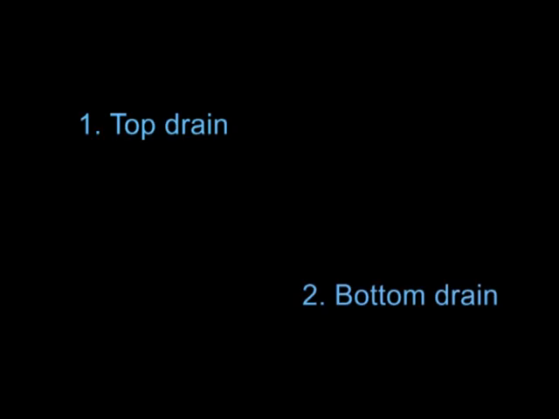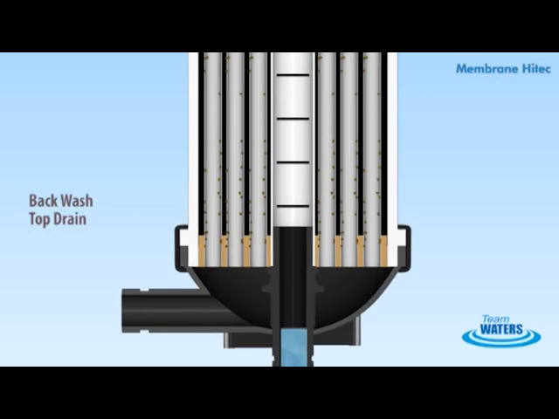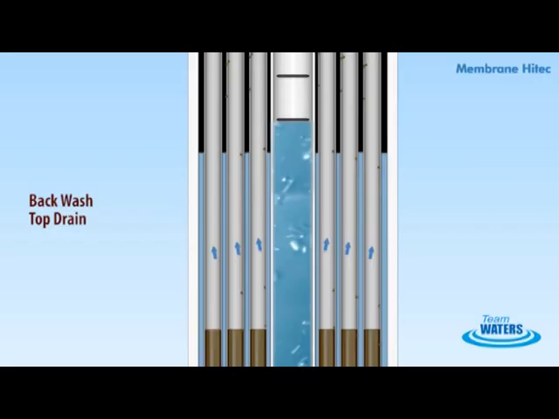One, top drain. In the top drain mode, the backwash is done in out-to-in method, wherein the UF permeate flows in the reverse direction, that is from the outer skin, and flows out into the permeate collector, similar to PSF backwash. In the top drain mode, the backwash water comes out through the top drain nozzle and flows out.